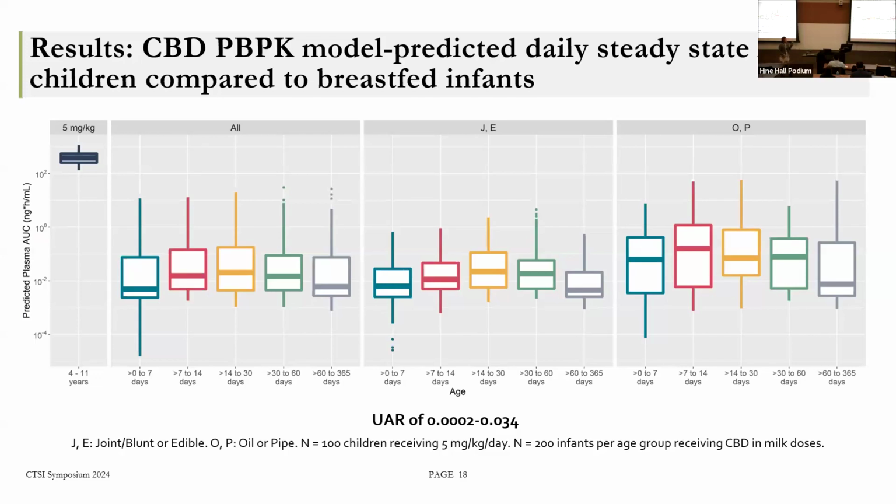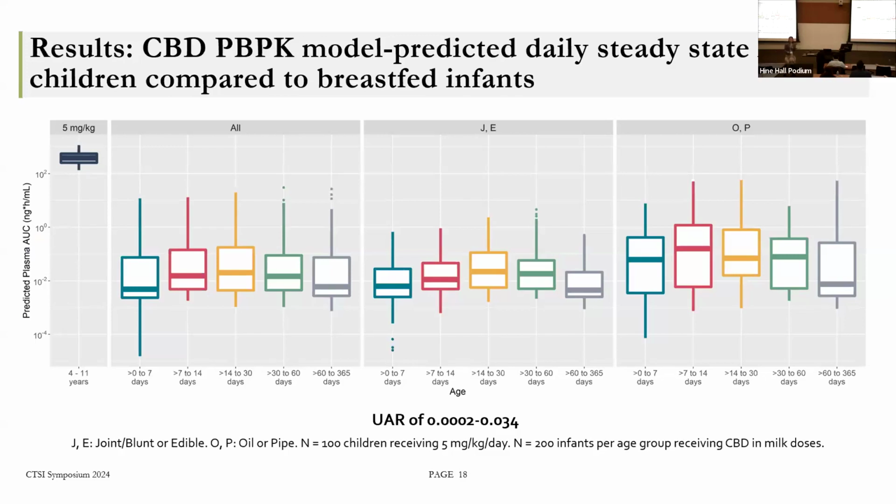So on the very left here, we see the 4 to 11-year-olds, that was the exposure that was observed in the literature. And on the y-axis is the predicted plasma AUCs. Then the next block over are the exposures that were predicted for infants using all the samples I mentioned, all 200. So the age groups were 0 to 7 days, 7 to 14, and so forth, you can see there. And then the next block over was just the joint and edible, and the block over that is the oil and vape.